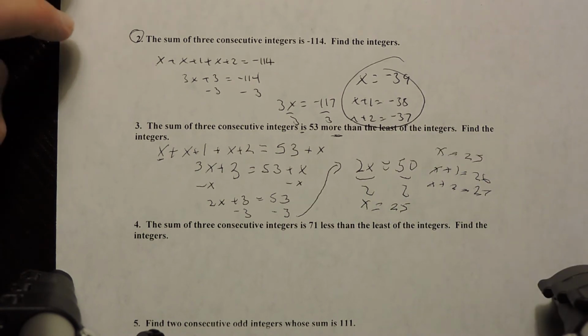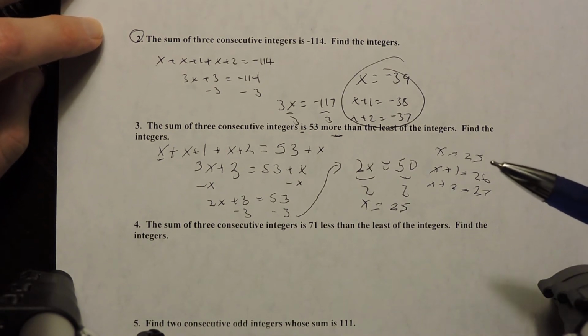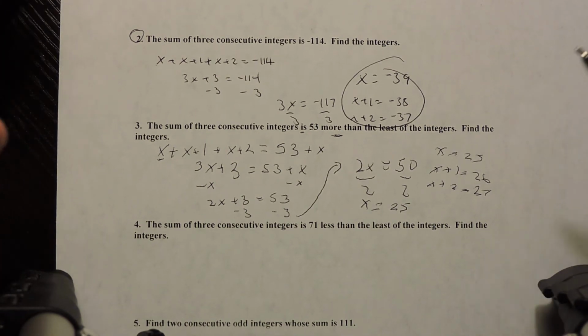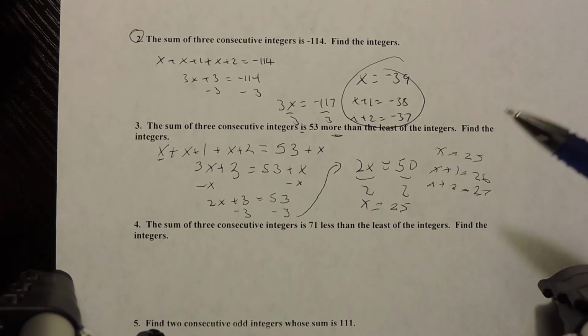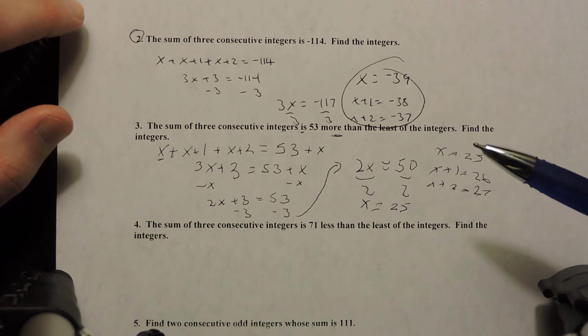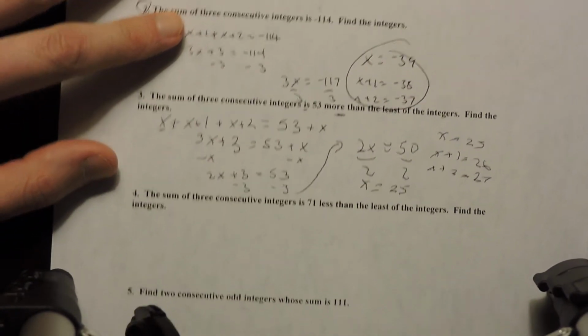So make sure you use that other note sheet for your translations. Remember the words like "more than," you're going to add. "Is," you're going to use the equal sign. "Sum," you're going to add. "Difference," subtraction, and so on and so forth, okay? Again, make sure to follow that sheet, okay?